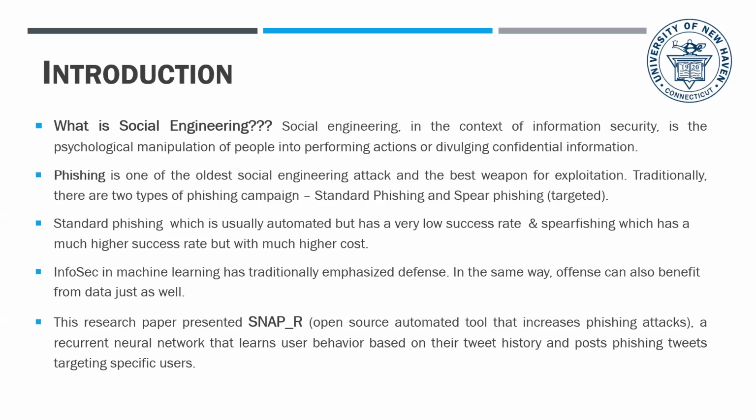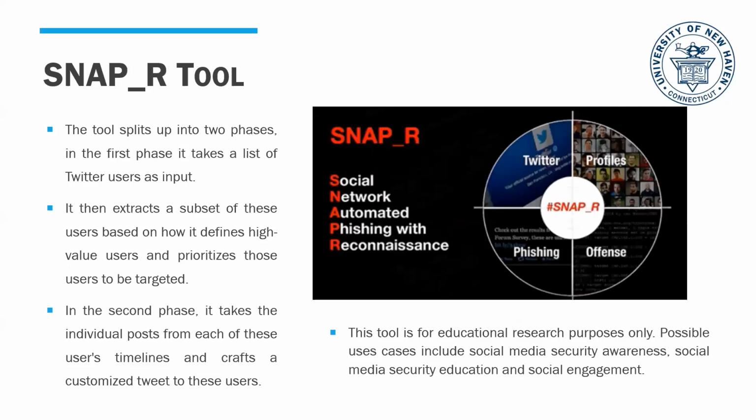This research paper presented a tool called SNAP_R, which is a recurrent neural network that learns user behavior based on the tweet history and posts phishing tweets targeting specific users. So this is the tool. SNAP_R is an abbreviation for Social Network Automated Phishing with Reconnaissance. So, how the tool works.